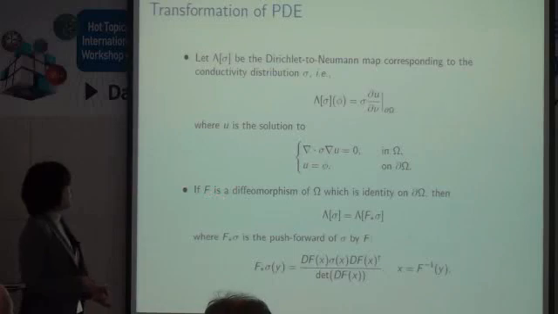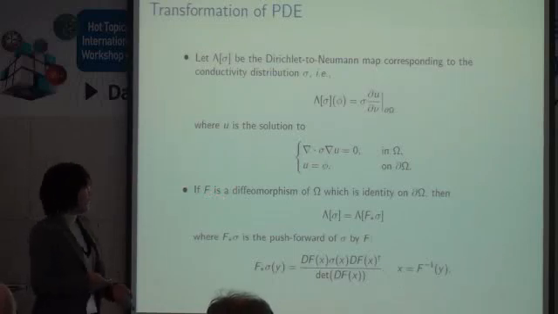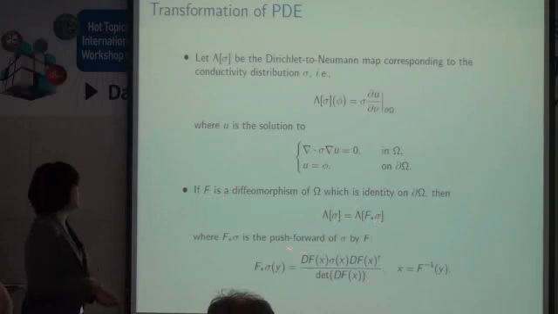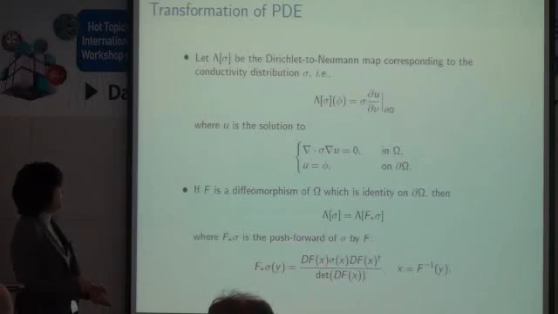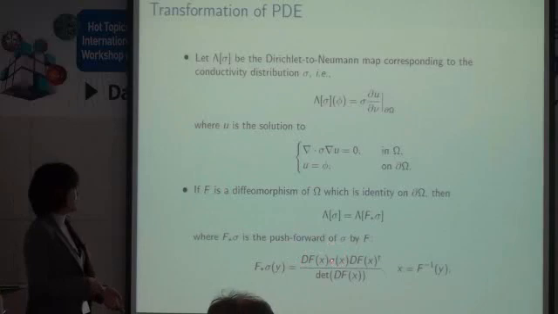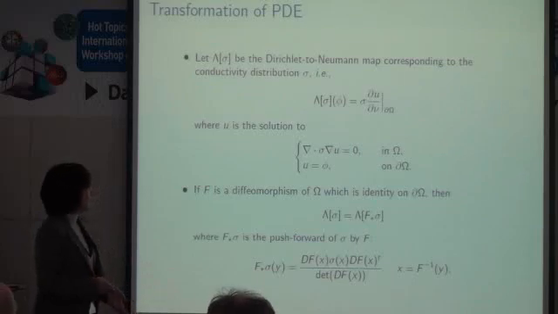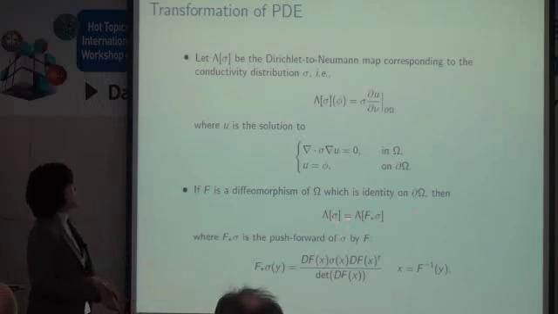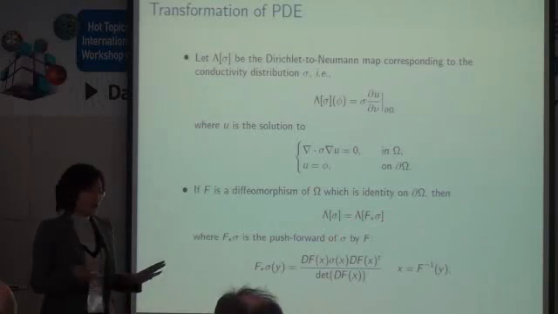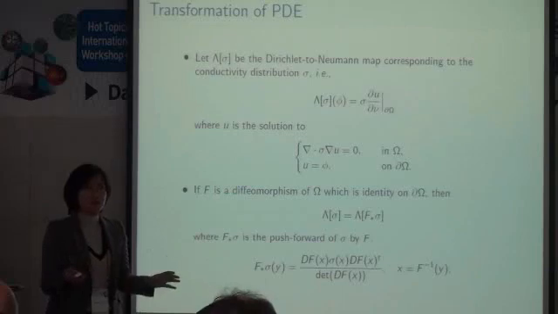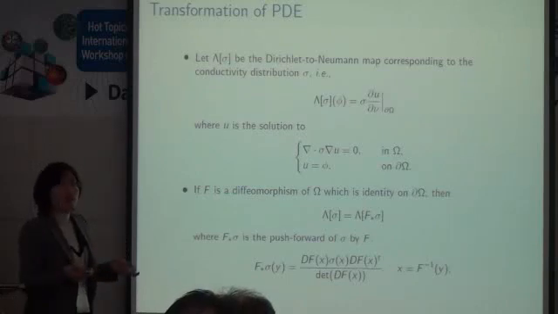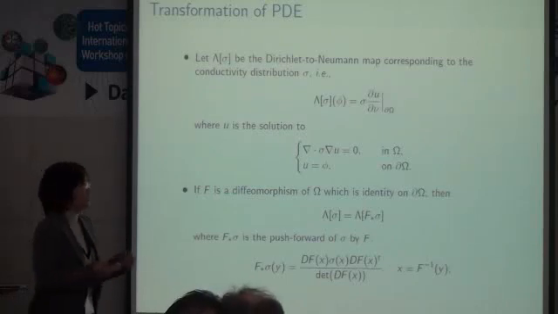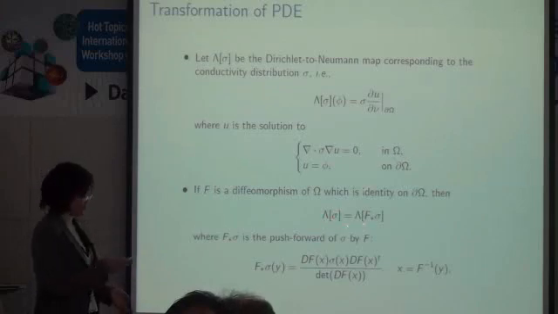It doesn't have uniqueness. Suppose F is a diffeomorphism of omega, which is the identity on the boundary, and put F star sigma, which is the push forward, defined as the Jacobian matrix times the conductivity times the Jacobian matrix transpose divided by its determinant. In that case, the measurement on the boundary is the same. So even if we have two different conductivity profiles inside, from the voltage and current measurement, these two structures are not different. The measurements are exactly the same.